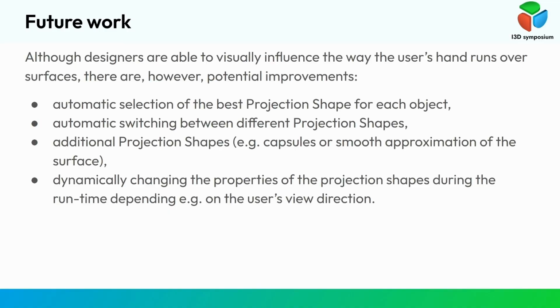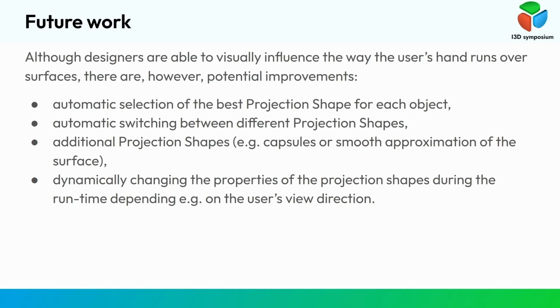Yes, that's a very good question, and this is what I meant by adding additional projection shapes. So, for example, the smooth approximation of the surface. If we would be able to generate any vector field, it would be really good, because designers wouldn't have to set it up. Or, in the different case where they still have to set it up, the visual representation of such a projection shape might be problematic and not intuitive for the designer.